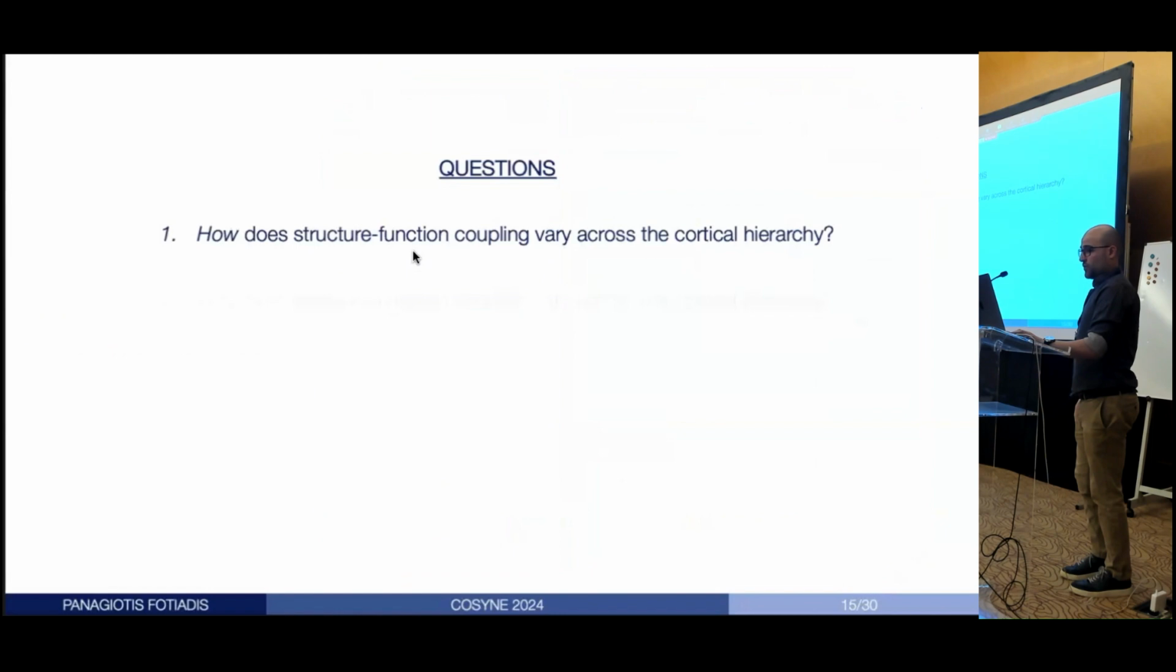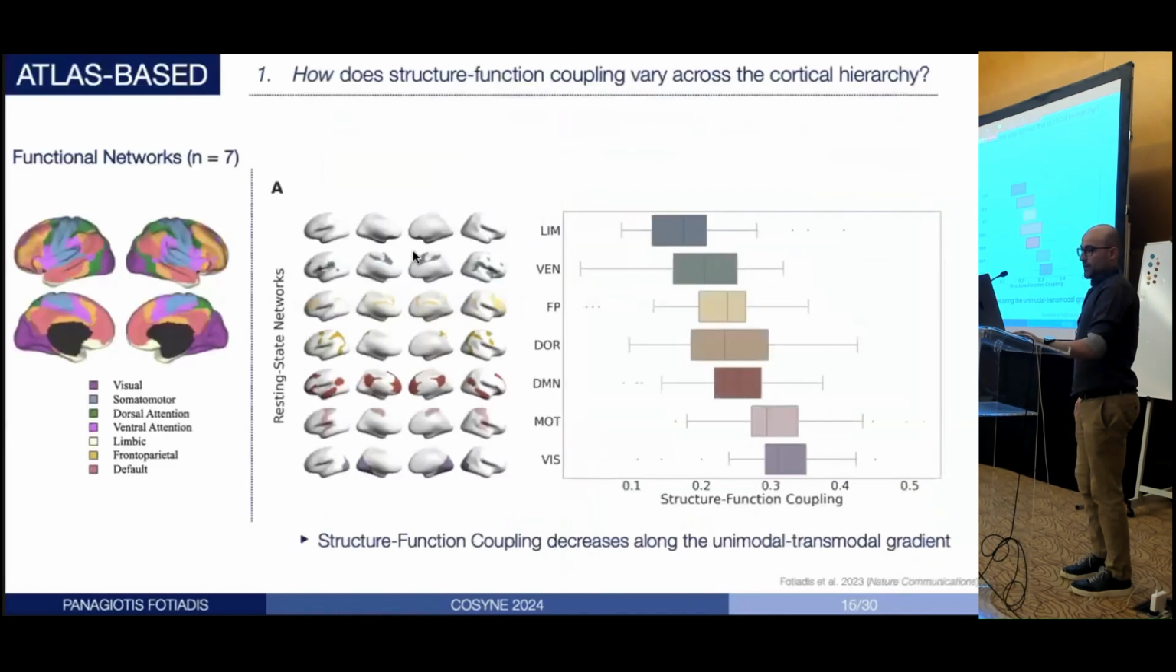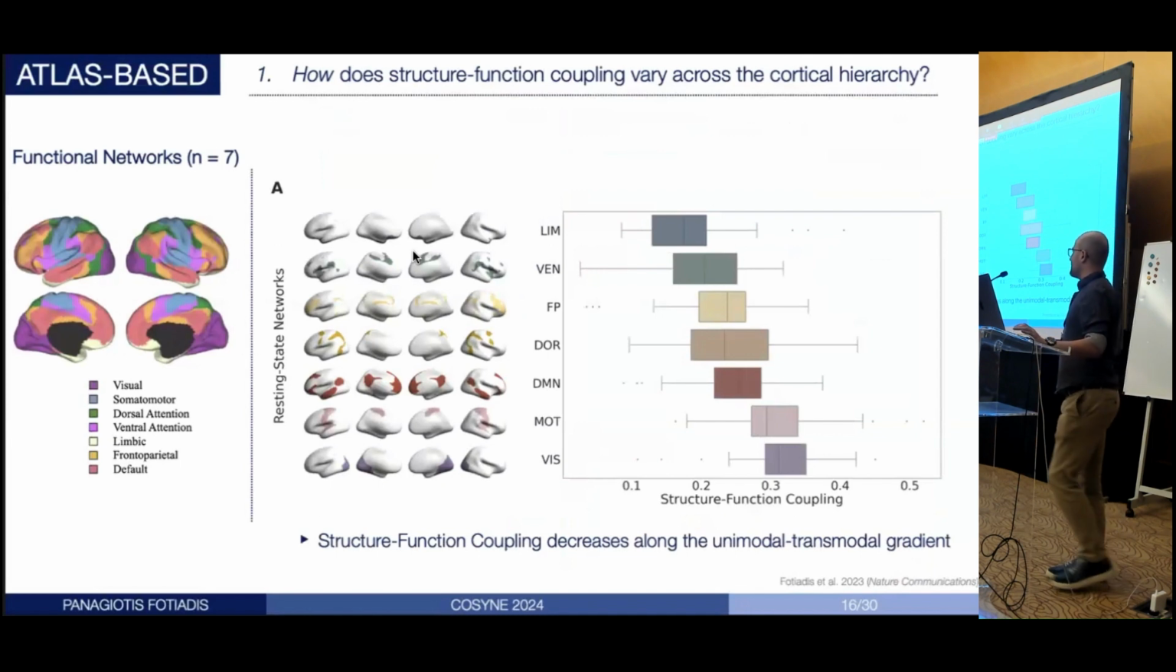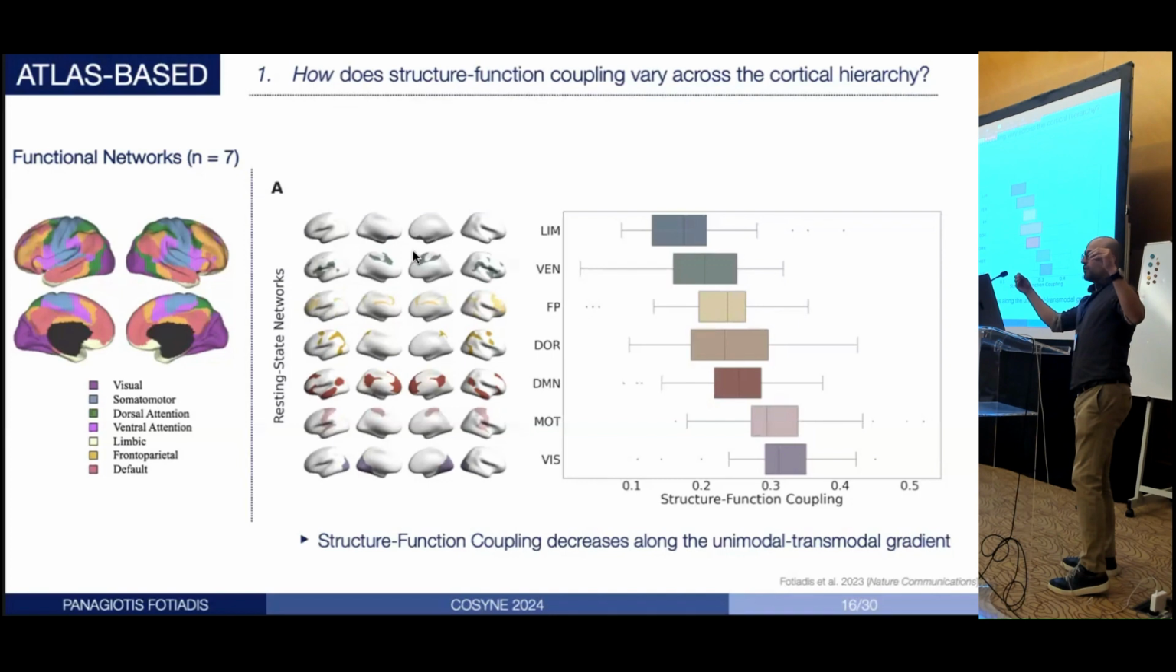So going back to the first question, how does structure-function coupling vary across the cortical hierarchy? Let's first define what cortical hierarchy is. One definition that we use is 7 very well-established functional networks defined by Thomas Yeo back in 2011, where we took the 400 brain regions and grouped them into those 7 networks. Visual network, somatomotor, different types of attention networks, limbic, frontoparietal, and default. Those essentially span the unimodal-transmodal gradient.